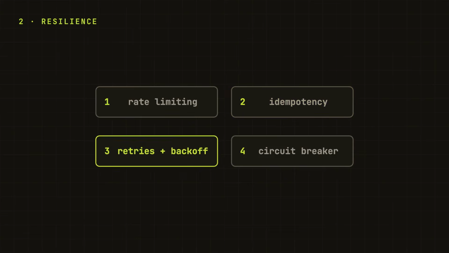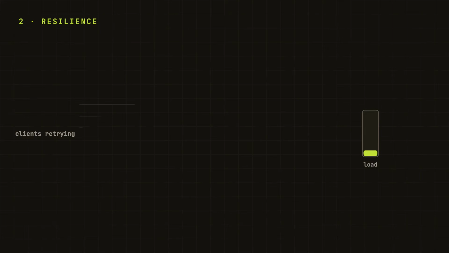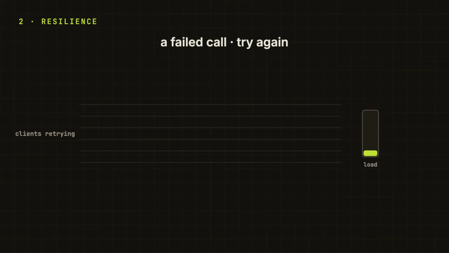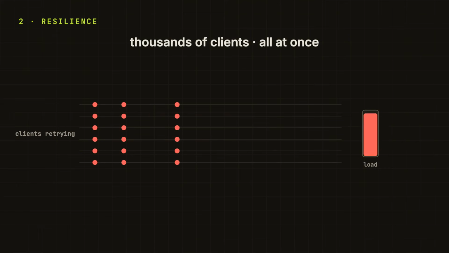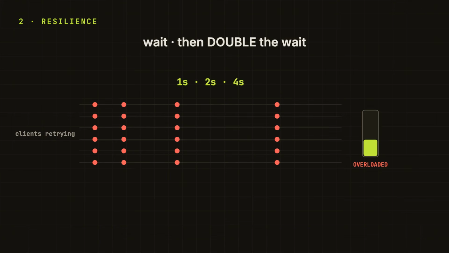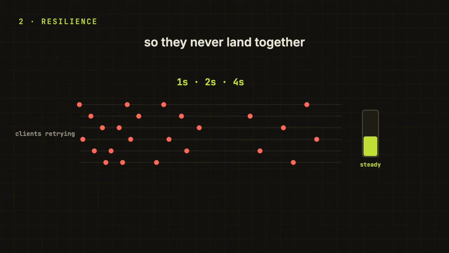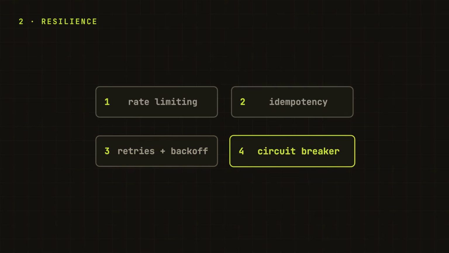The third is retries with backoff. When a call to another service fails, often the right move is to just try again. It might have been a brief blip, but if you retry immediately and forever, you can make things worse. Thousands of clients flooding a struggling service. So, you use exponential backoff. Wait a little, then double the wait each time, and add jitter, a little randomness, so that all your clients do not retry at the exact same moment and stampede together. Retry, but politely. And the fourth is the circuit breaker, a really elegant one.